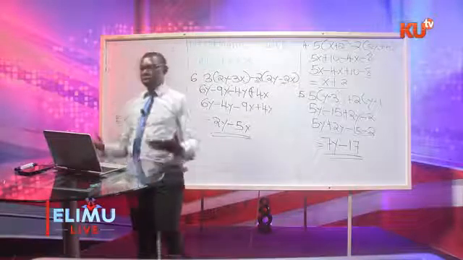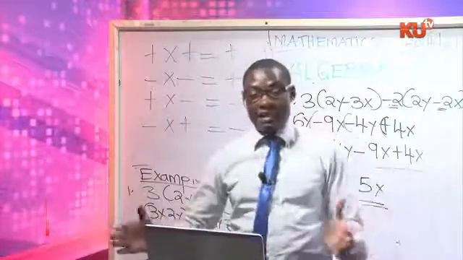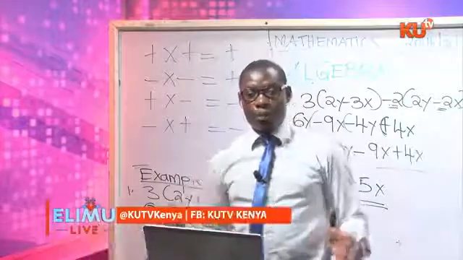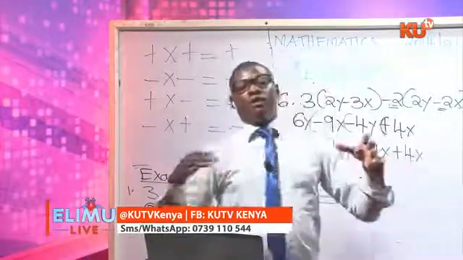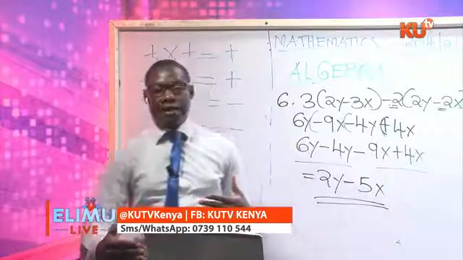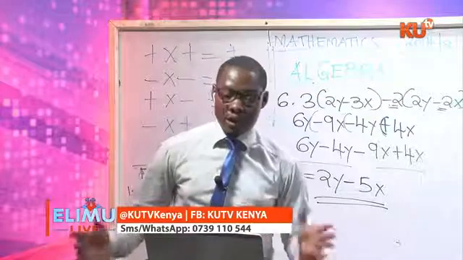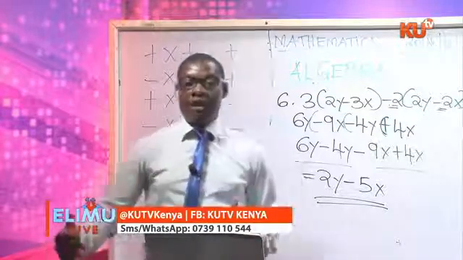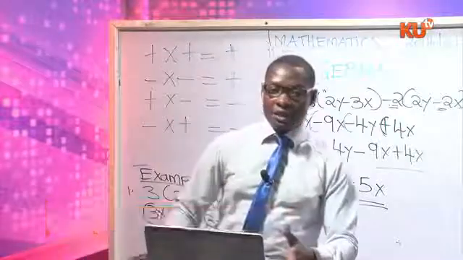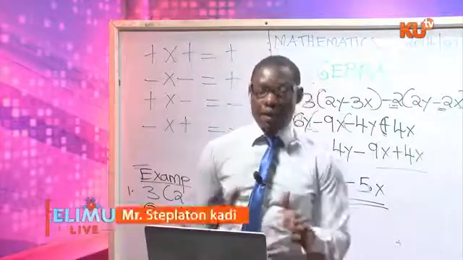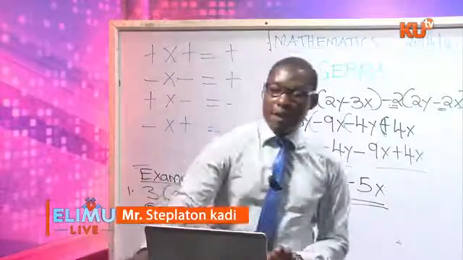Remember, you're supposed to use letters. After using the letters, remember to identify the like terms. Remember to put the like terms together. Remember that when you are collecting the like terms, you pick a number and the sign that comes before the number. Once you do that, you can solve algebraic expressions very fast. So that is how we solve our questions.